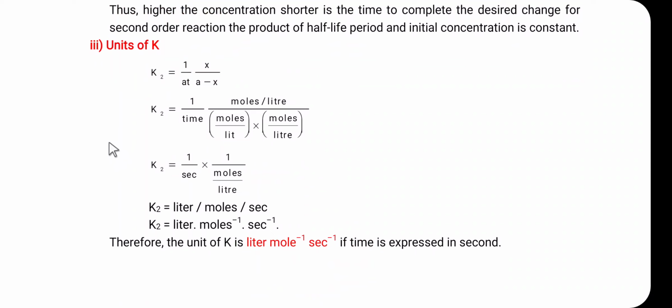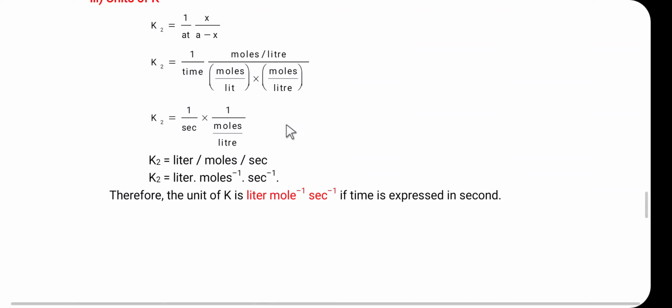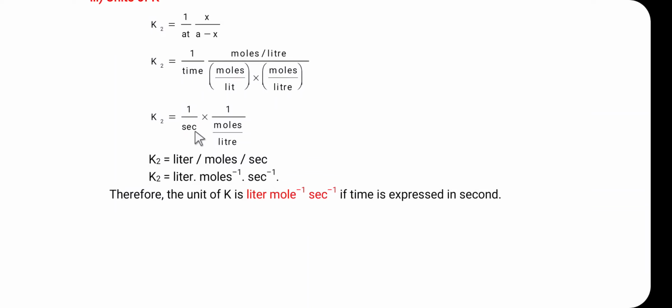Just to derive the unit for the velocity constant for the second order reaction, once again consider the equation for velocity constant for the second order reaction with equal initial concentration. So k2 is equal to 1 upon a t into x upon a minus x. Generally here concentration is expressed in terms of moles per liter. So here moles per liter divided by moles per liter into moles per liter. t is the time. So this moles per liter and moles per liter is cancelled. So k2 is equal to 1 upon a second if the time is given in the second.